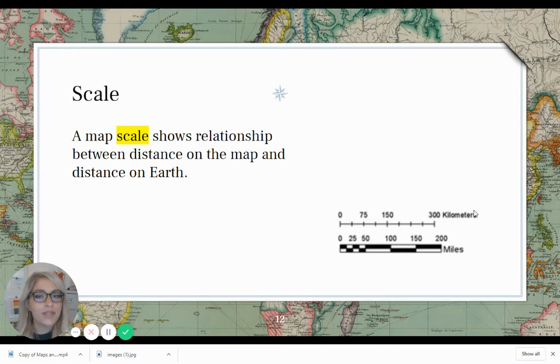Scale. A map scale shows relationships between the distance on the map and the distance on Earth. Now, if I'm looking at a map and I see that Indiana to Texas is this far away, it's not really this far away. This is going to stand for kilometers or miles, and I think Indiana to Texas is actually like 1,400 miles away. So it might look this far away on the map, but it's really 1,400 miles away, right? So that is the scale.